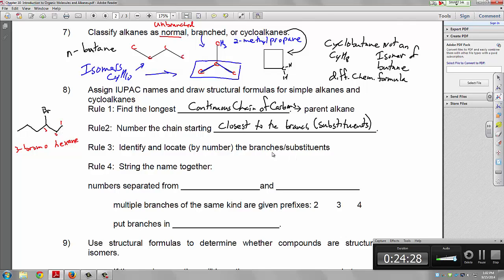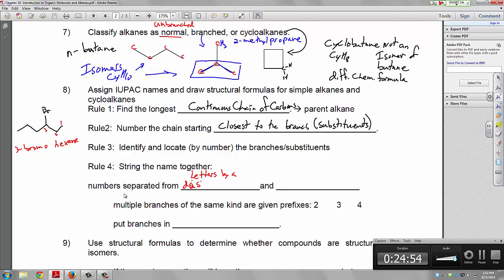Identify, locate by number the branches or substituents, and string the name together. Remember, I'm going to have to write in 2 lines here. Numbers are separated from letters by a dash or hyphen.